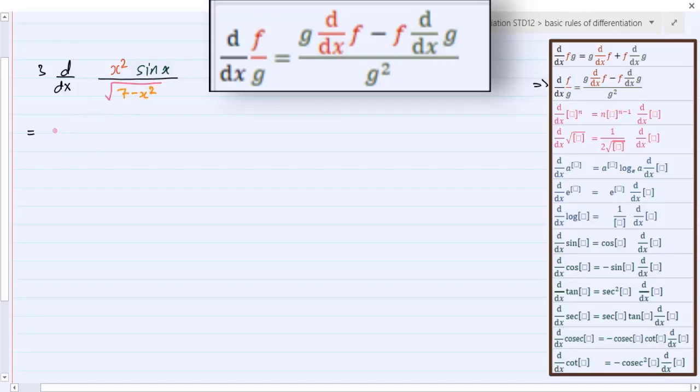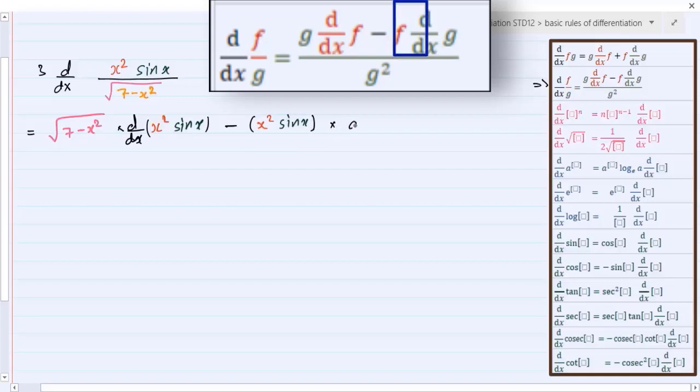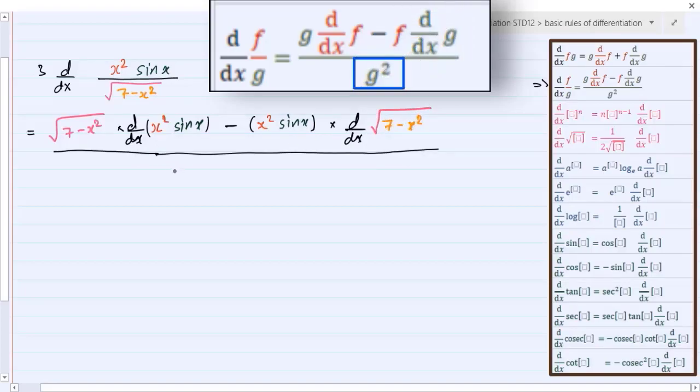According to the division rule, in the first step, your denominator will be as it is. We have to differentiate your numerator, which is x² into sin x, minus in the second term, your numerator, x² into sin x, will be as it is. We just have to differentiate your denominator, which is under root of 7 minus x². And don't forget upon whole square of your denominator, which is under root of 7 minus x².